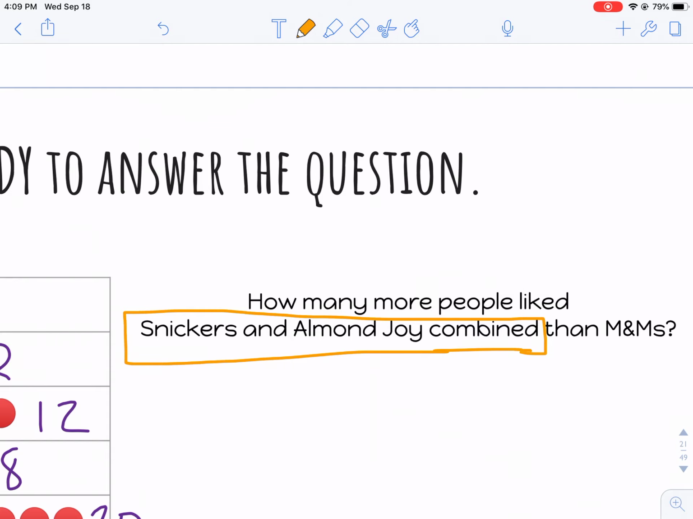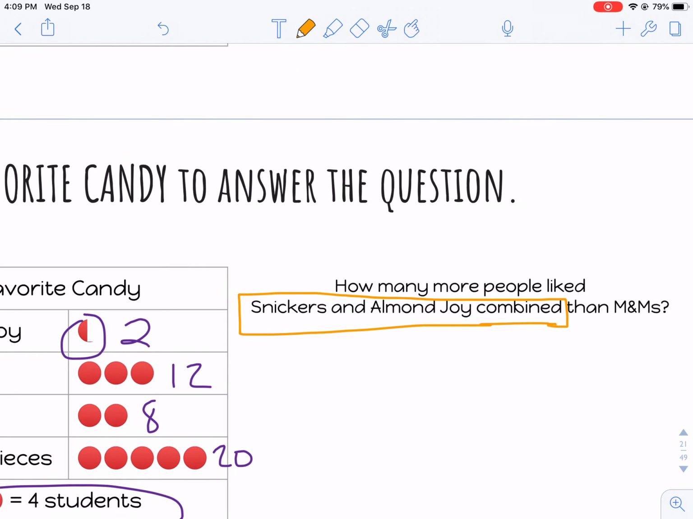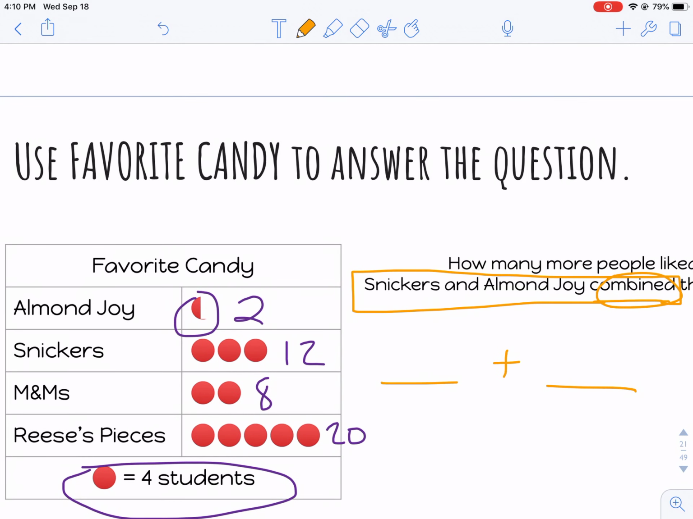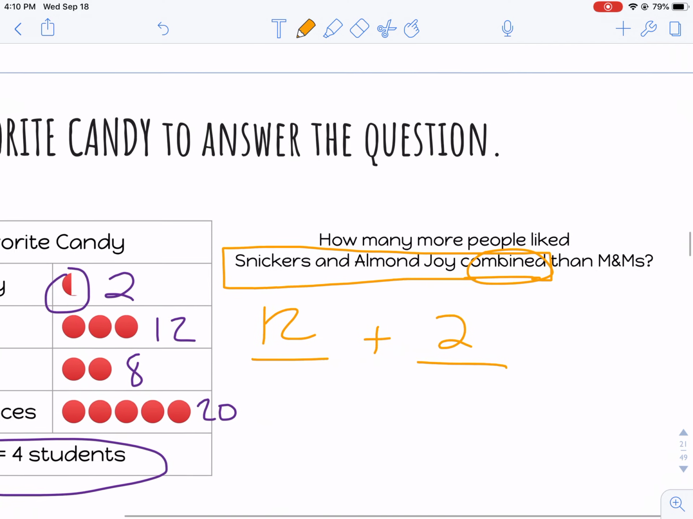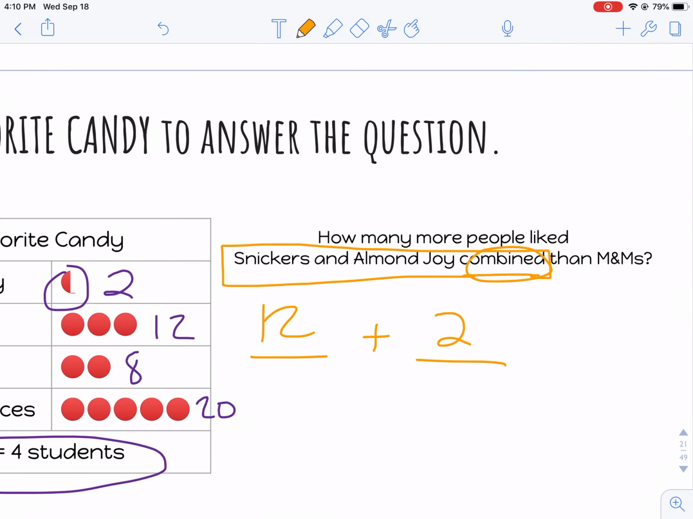So instantly I know I'm doing Snickers and Almond Joy, and the word combine is going to tell me to add. So I go back to my graph. For Snickers, there are 12, and for Almond Joy, there are 2. Since I know I'm going to combine these, that's my first step. 12 plus 2 gives me 14.